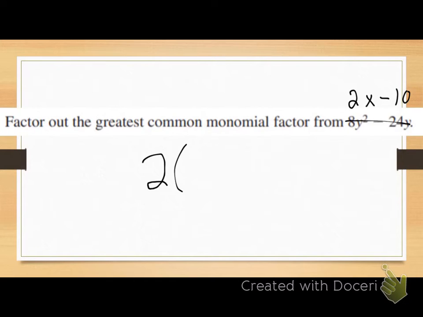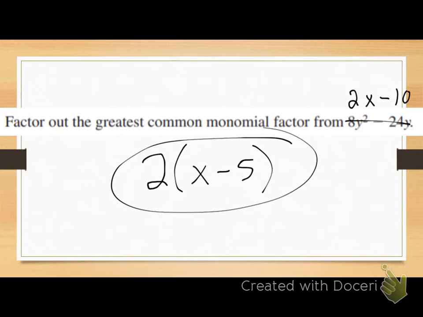2 times what gives me 2x? 2 times what gives me negative 10? Negative 5. There'd be my answer. Does everyone see that? Once again, it can just be a variable. It can be just a variable squared. It could just be a variable cubed. It could be just a number that you factor out.